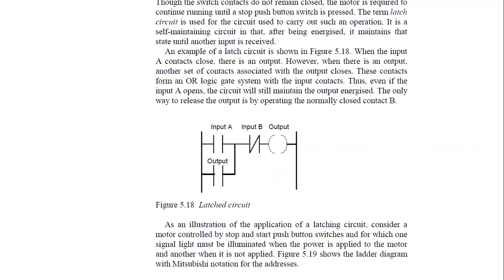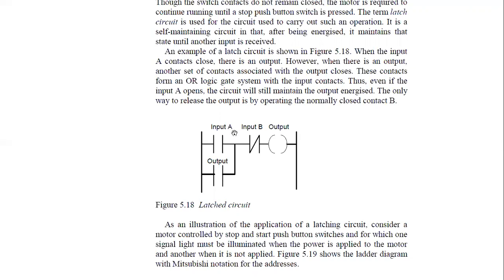However, when there is an output, another set of contacts associated with this output closes. These contacts form an OR logic gate system with the input contacts. Therefore, even if input A opens, as you can see in this circuit, the circuit will still maintain the output energized. And the only way to de-energize the output or to release this output is by operating the normally closed contact, that is the input B.